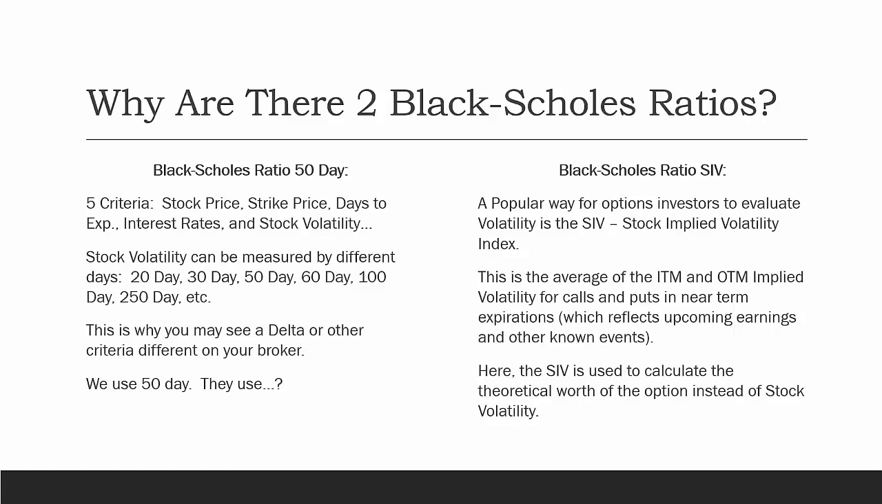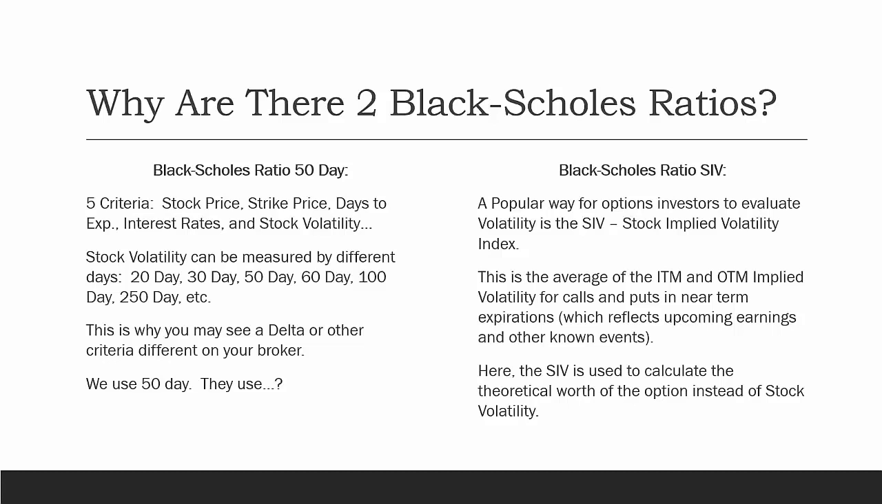What is this SIV? Well, this is a popular way for options investors to evaluate volatility. It's called the Stock Implied Volatility Index. Rather than comparing the implied volatility directly of the option or using the stock volatility for the Black-Scholes equation, in this case, the SIV is the average of in the money and out of the money implied volatilities for calls and puts in the near term expirations, usually under 60 days out in time. So that actually reflects upcoming earnings or potentially other events.